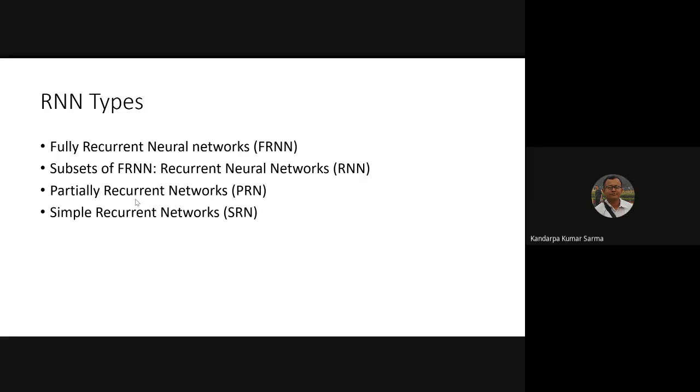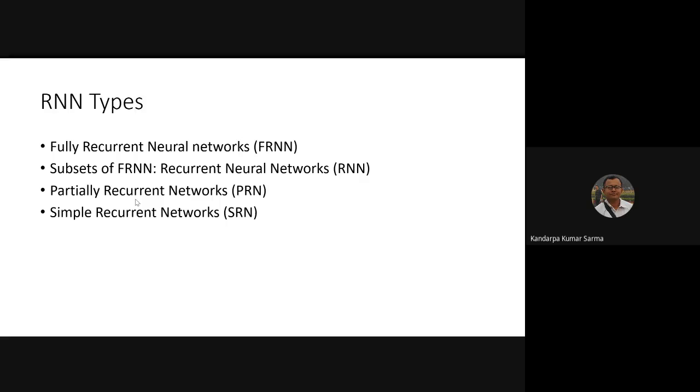Let's talk about the RNN types. There are 4 broad types. First one is the fully recurrent neural network. Then a second one is a simple recurrent neural network. And the third one is a partially recurrent network. Last one is a simple recurrent network.